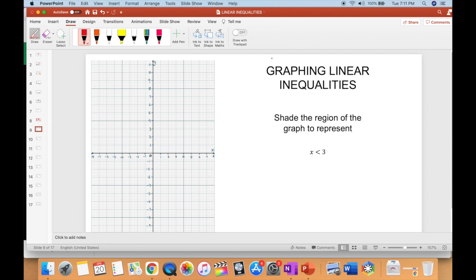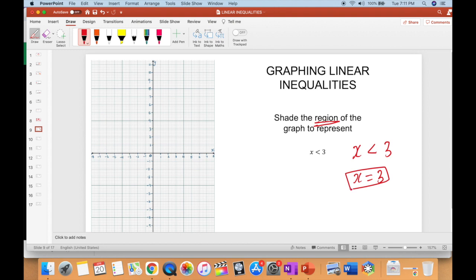So first, graphing linear inequalities, and of course you don't need graph paper for this. This is just an example, so you will just write this or sketch it in your book somehow. Shade the region of the graph to represent x is less than 3. So if x is less than 3, I am first going to pretend it's an equation, x is equal to 3, and I'll draw this line.